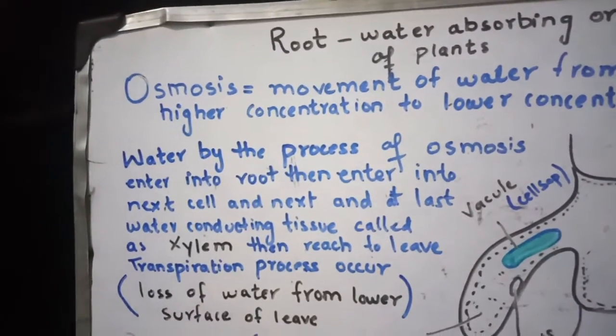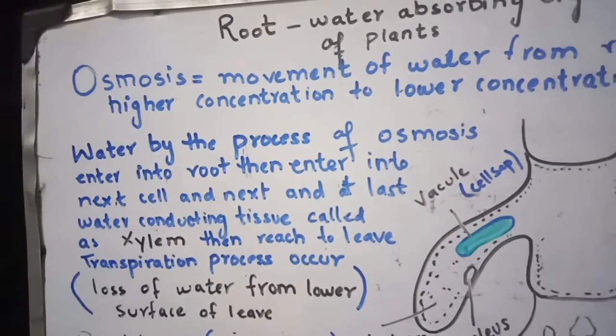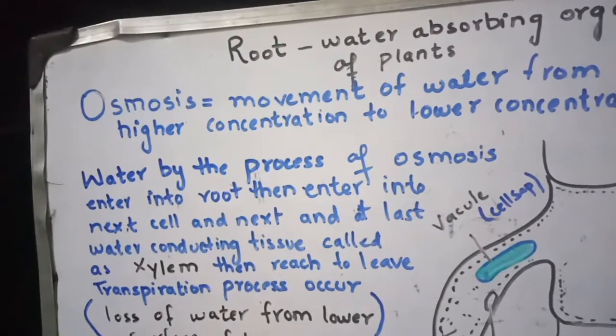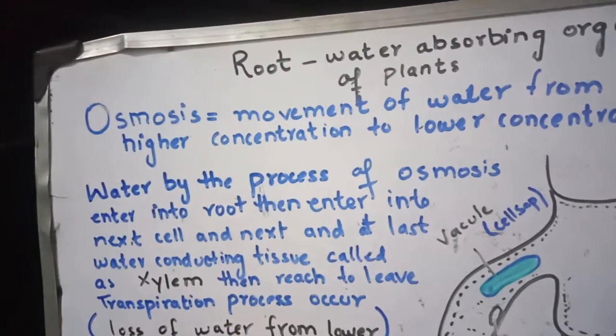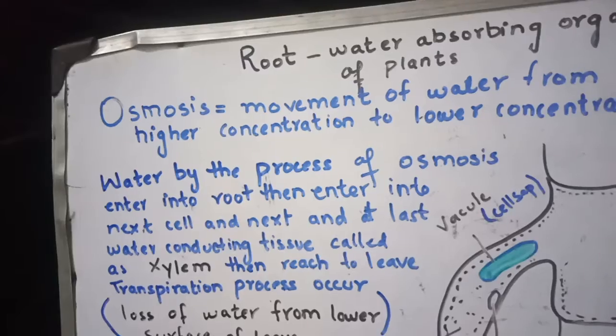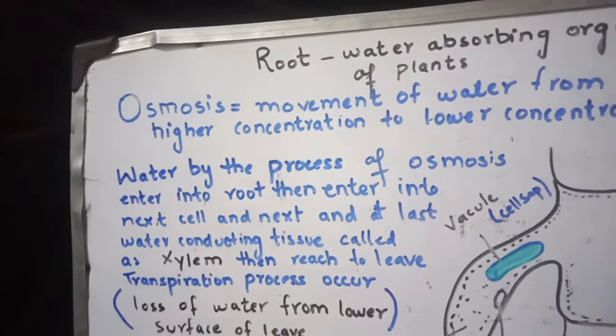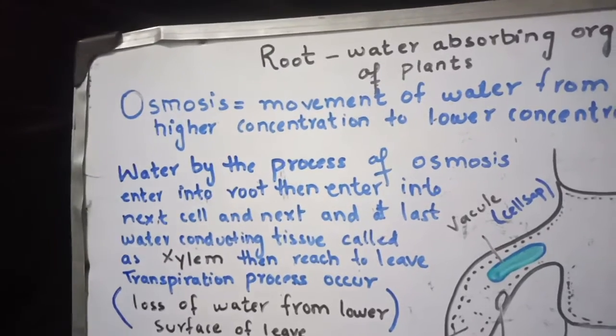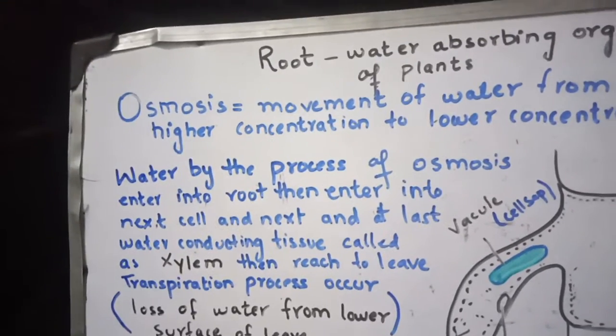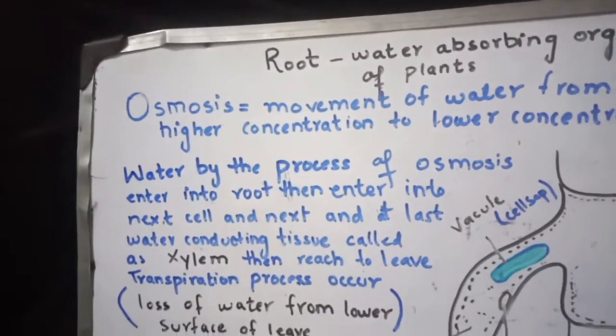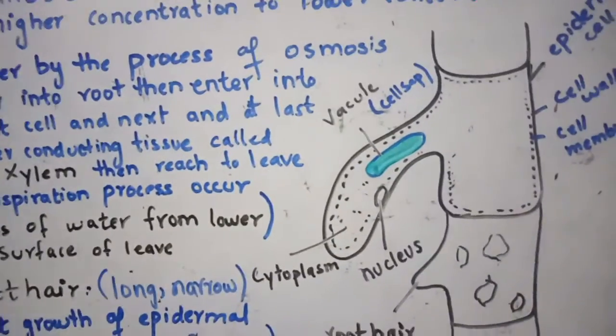Fine. Now the question must arise in your mind: ma'am, how can they absorb the water from the soil? What is the procedure to absorb the water from the soil? So firstly we will go through the structure of the root, the structure of the root hair cell, the structure of the root cell. Fine, I will draw it to make it easier.